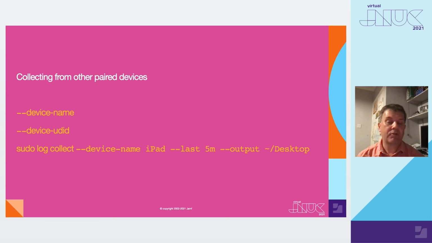And then you've got the same parameters. So in this case, I'm looking for a device called iPad that's been attached to this Mac. And I can specify the criteria, and I can then do an output, and it just grabs those logs and saves them to desktop. And I can now look at them at my leisure.